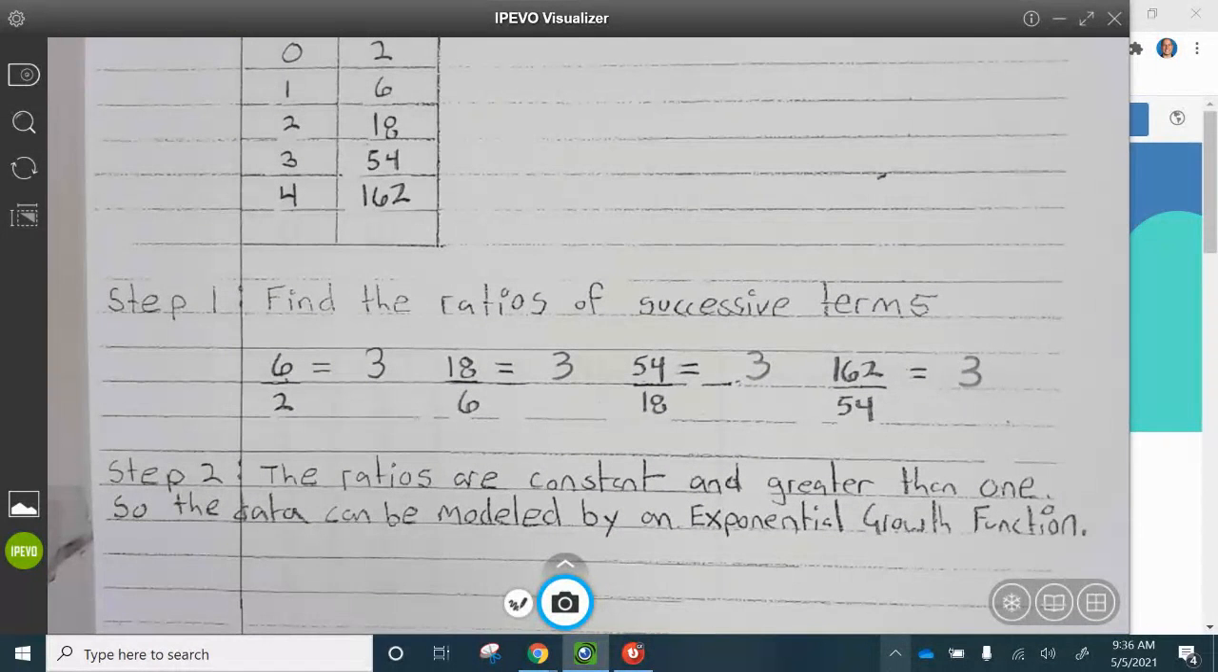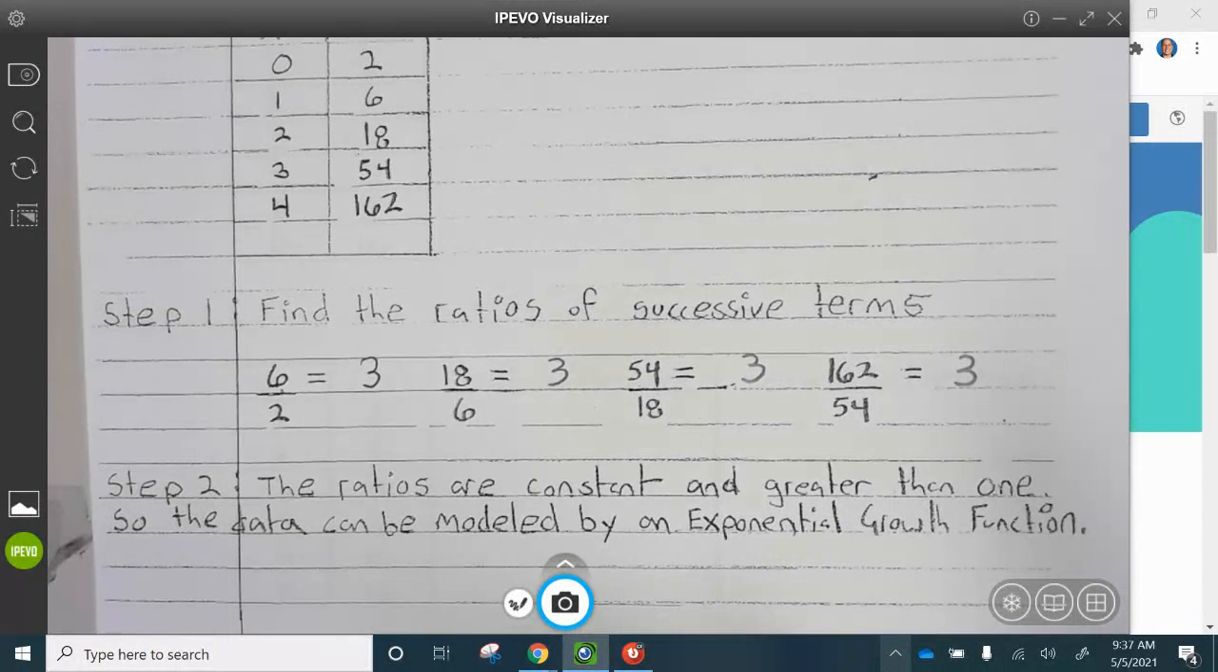So step 2, the ratios are constant and greater than 1, so the data can be modeled by an exponential growth function. All right, go ahead and finish up question 1.